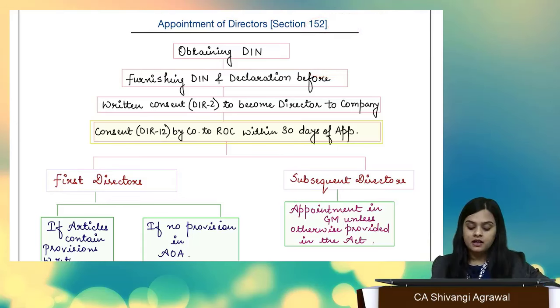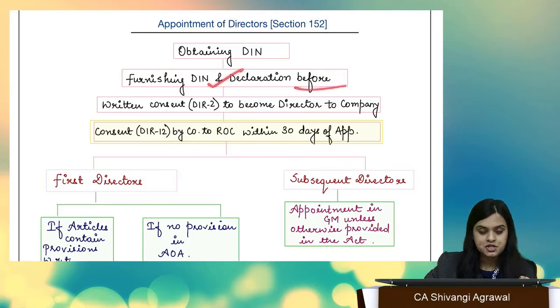Okay, fine, ma'am. So you obtain a DIN, you give this DIN, and you give a declaration that you're not disqualified, DIR 8.